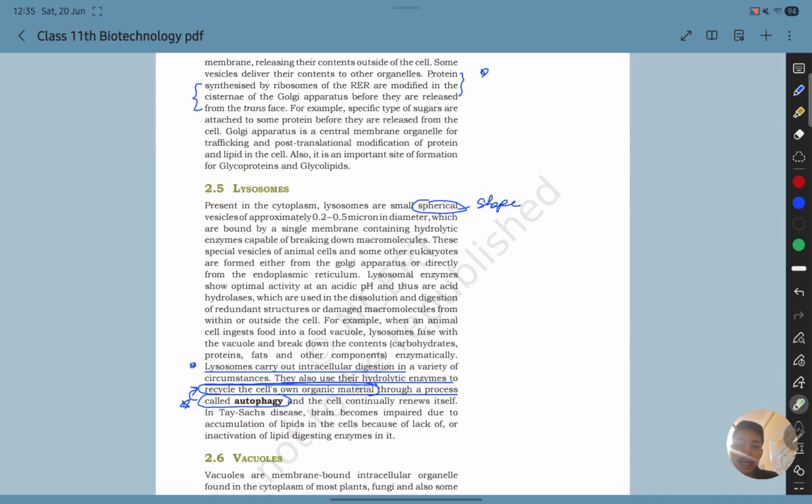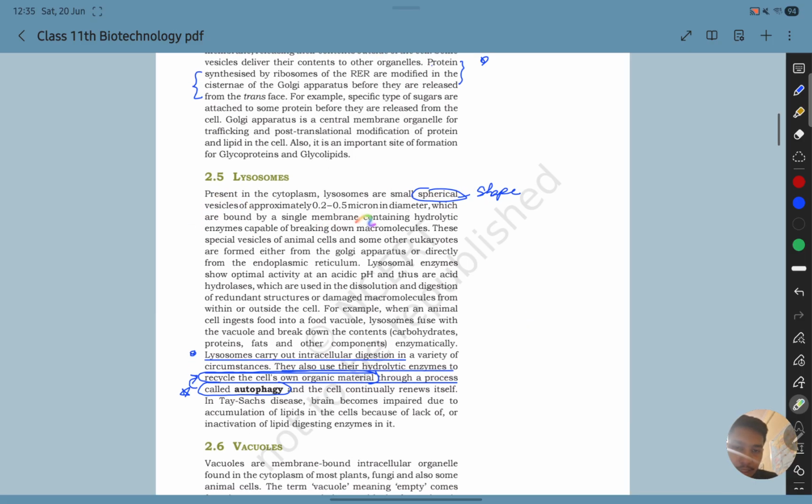So what are lysosomes? Lysosomes are spherical vesicles, and they contain hydrolytic enzymes. Hydrolytic enzymes are acidic enzymes which are capable of dissolving the cell's inner organelles. So lysosomes carry out intracellular digestion. The first point we have all been reading since the 9th-10th chapter: they possess the hydrolytic enzymes which are produced from the smooth endoplasmic reticulum. Remember this. They recycle the cell's own organelle matter through a process called autophagy.